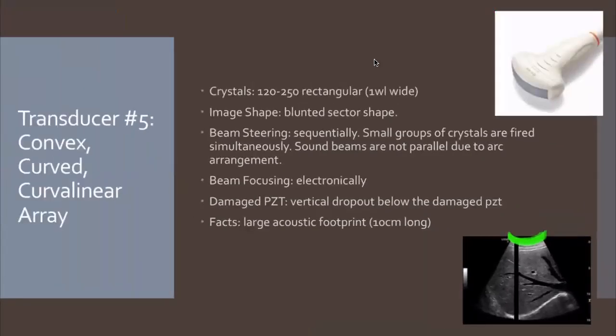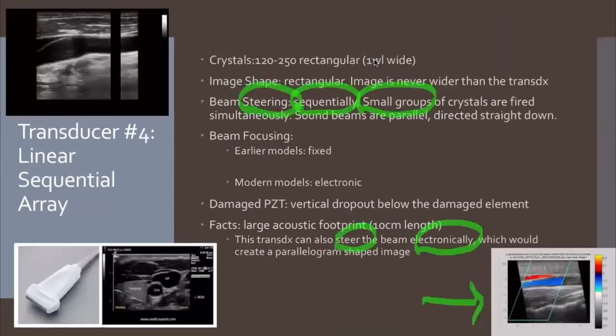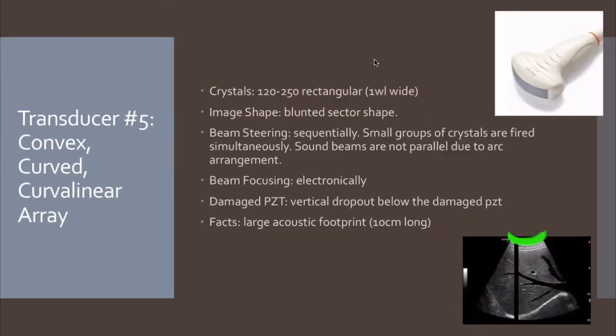Beam steering is done sequentially. So again, small groups from one end of the transducer to the other in order. Beam focusing is electronic. This one too, you're going to get a vertical dropout line when a PZT is broken, but there are so many PZTs that you're not going to lose the whole image. You're just going to get one line of dropout. A fun fact about this transducer is that it is also very large, 10 centimeters. So you're going to notice there are some similarities between transducer number 5 and transducer number 4.